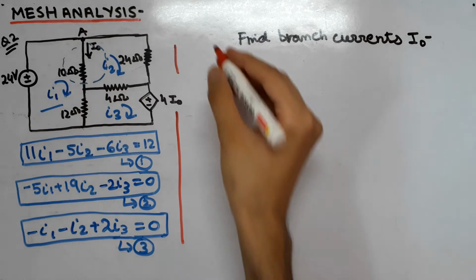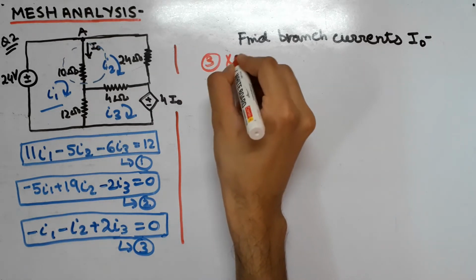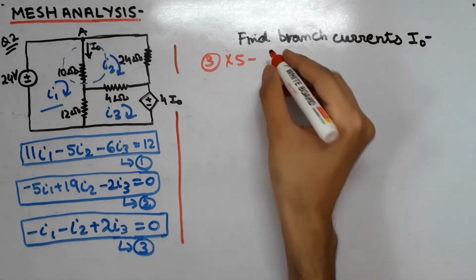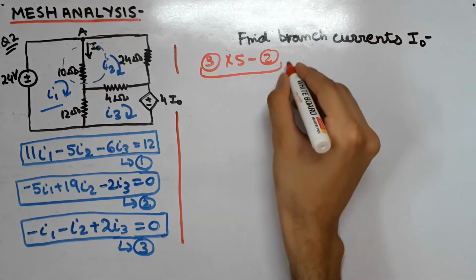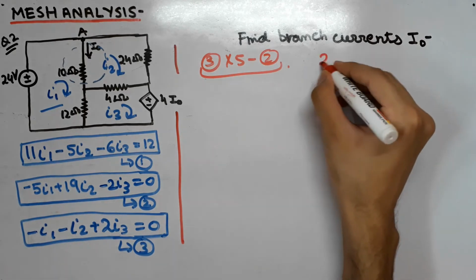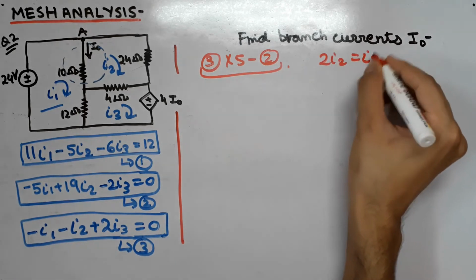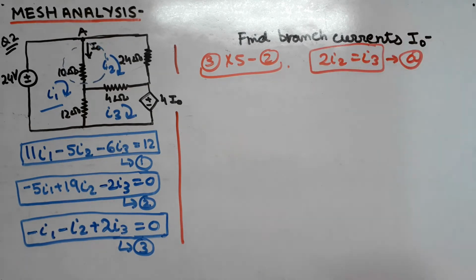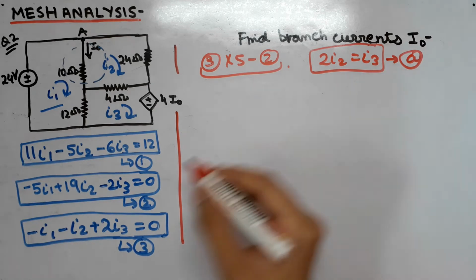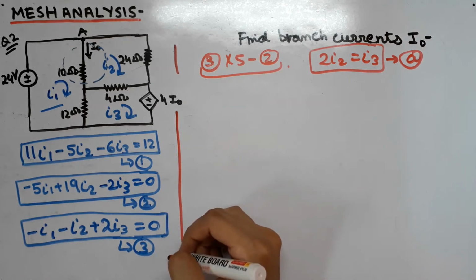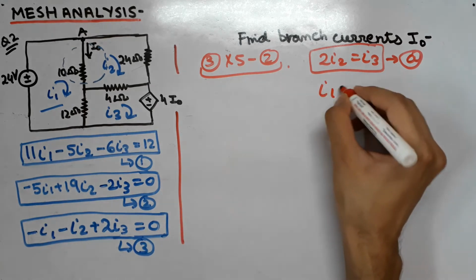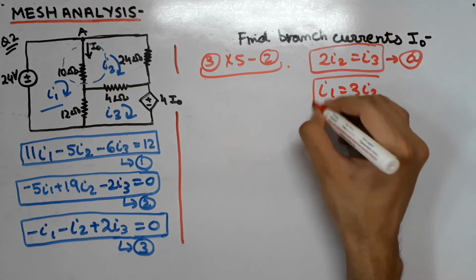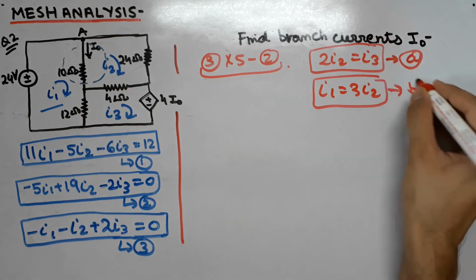Firstly, we are going to multiply equation number 3 by 5 and subtract it from equation number 2. From here we will get the equation 2I2 is equal to I3. We will name this equation as A. Now we are going to put this equation in equation number 3. From there we will get the equation I1 is equal to 3I2. We will name this as B.